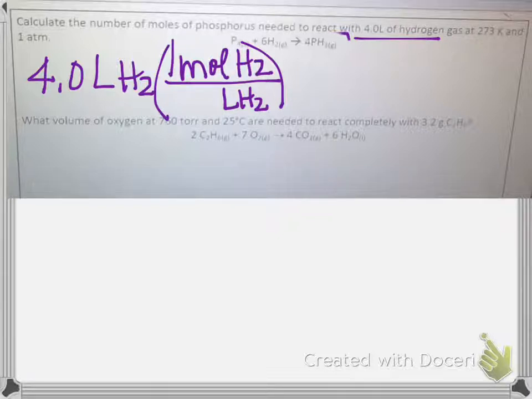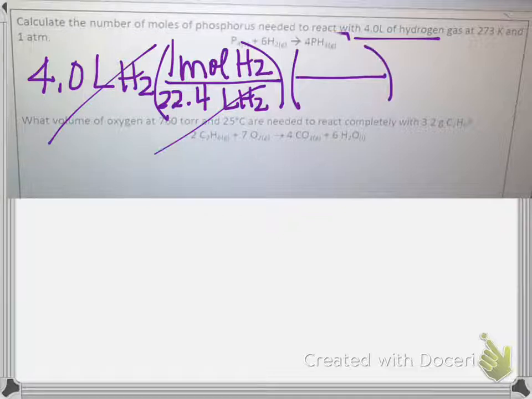So for every 1 mole of hydrogen at STP, we know that it occupies 22.4 liters of space. So I've got my liters on top, my liters on bottom, those cancel out. I've converted to moles of hydrogen.